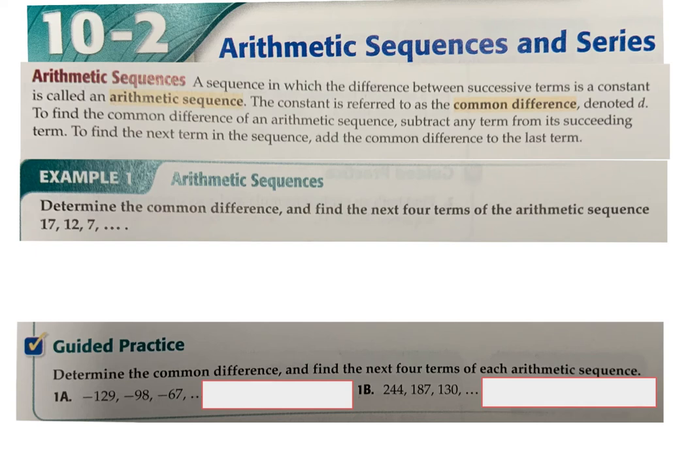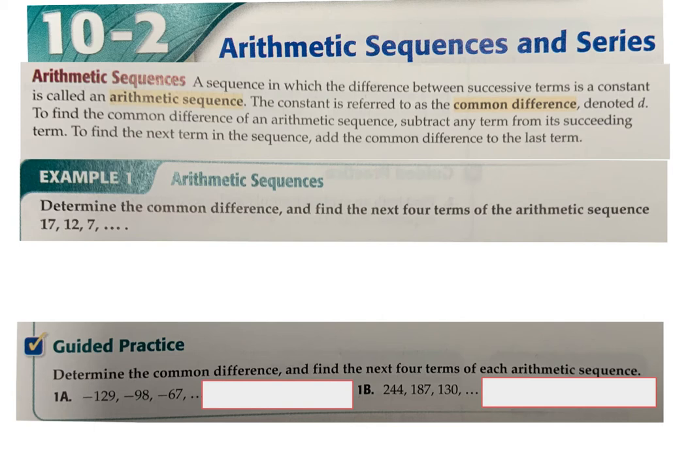A sequence in which the difference between successive terms is constant is called an arithmetic sequence. This is where you literally add a number to get from one term to the next. That's not always true of sequences, but if you do add the same number from one to the next, then it is an arithmetic sequence. That number that you add is called the common difference, and we denote it with the letter d.